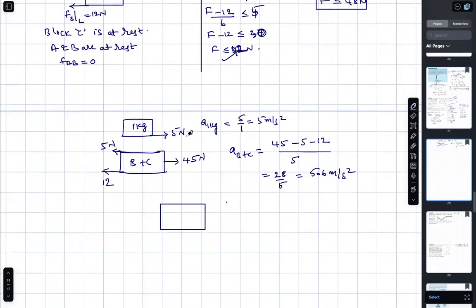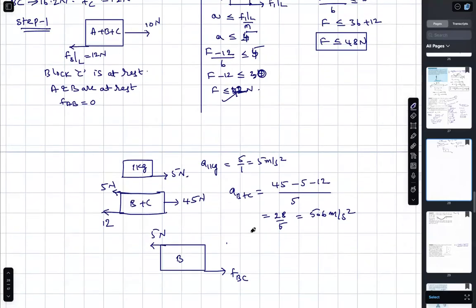This is the action, 5 newtons. Where is the reaction? 5 newtons on B. Who is pulling it? The friction across BC. But that is not limiting. How do you know? Just proved here: if it is 48, there is a relative slipping between B and C. Since it is less than 48, there is no relative slipping. The nature of the friction is static friction.